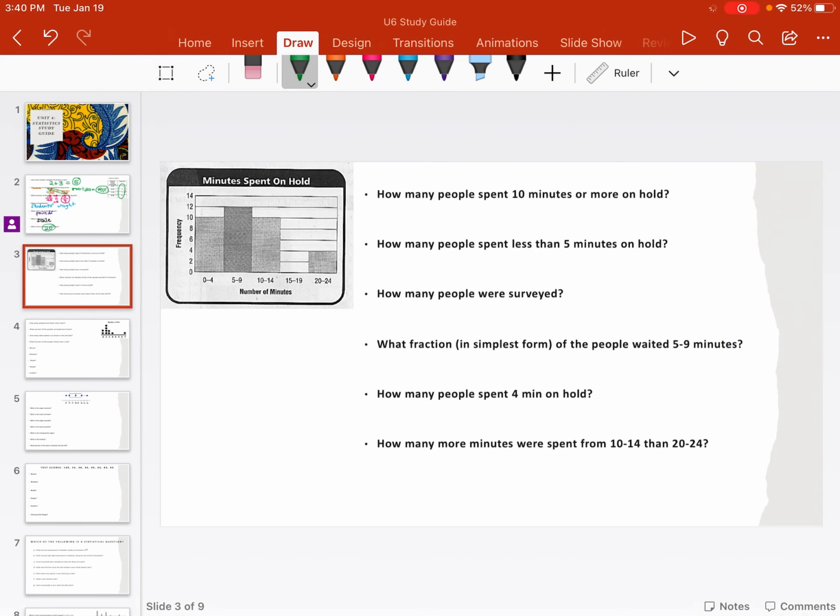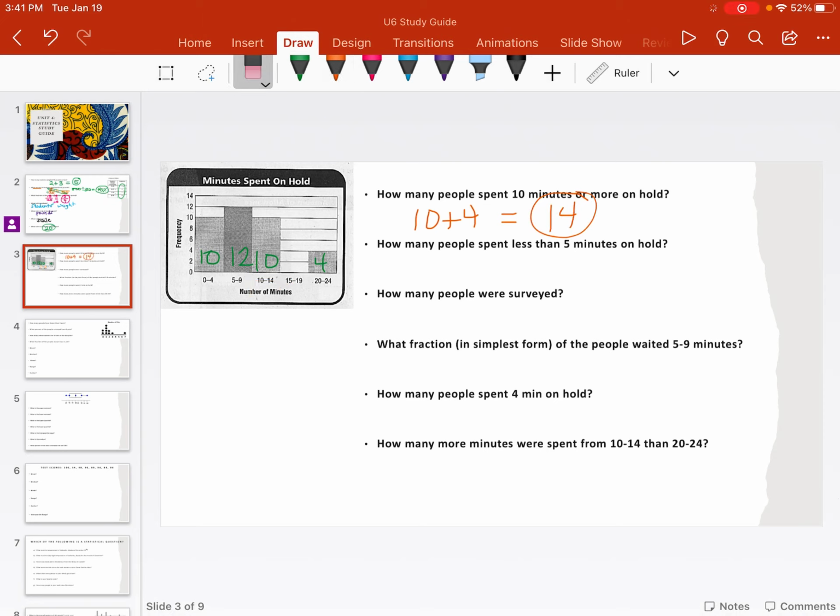All right, slide 3, now we have a histogram. First thing I like to do before I do anything else with a histogram is write my numbers on here. So I have 10, 12, 10, and 4. That should make the rest of this a little bit easier. So how many people spent 10 minutes or more on hold? So here's 10 minutes or more would be these. 10 plus 4, which is 14. So 14 people.